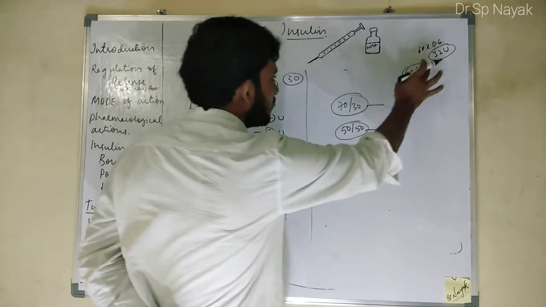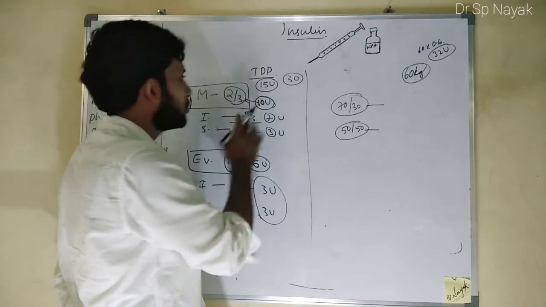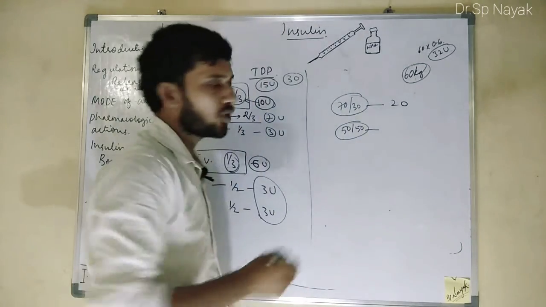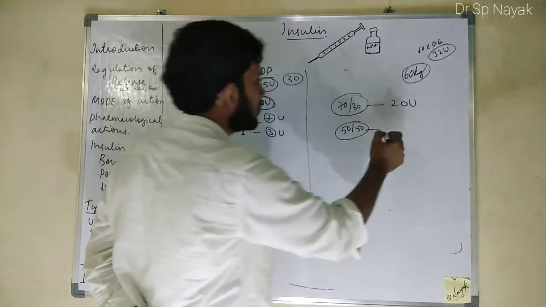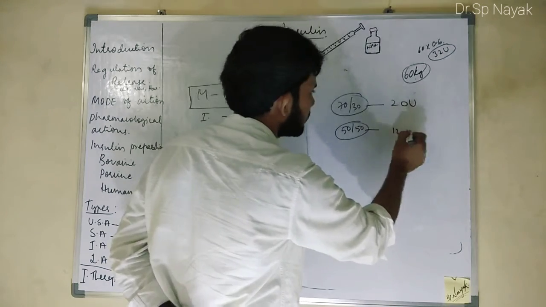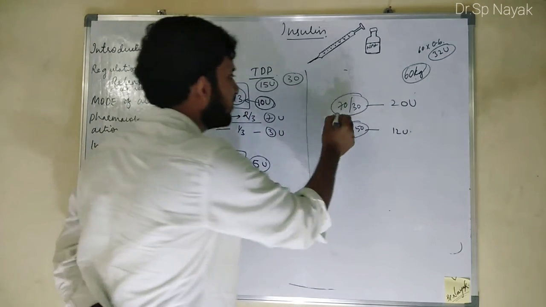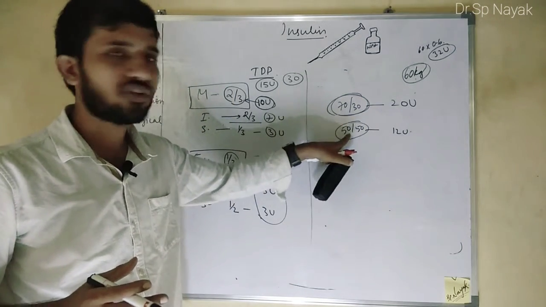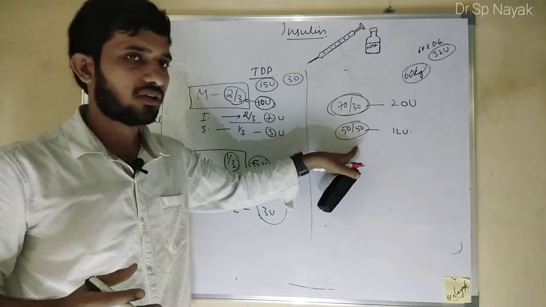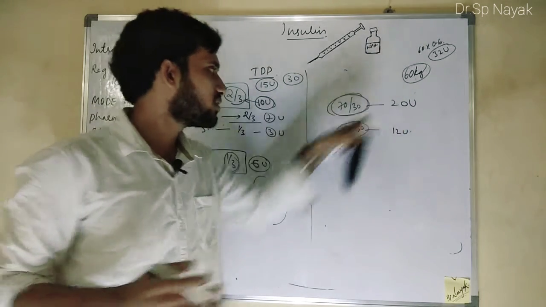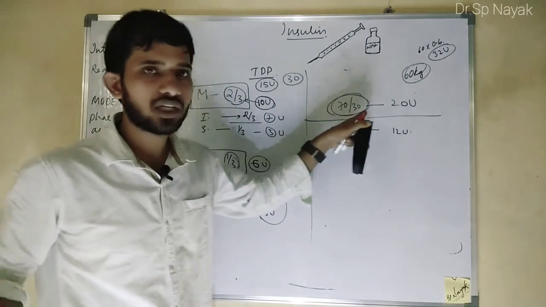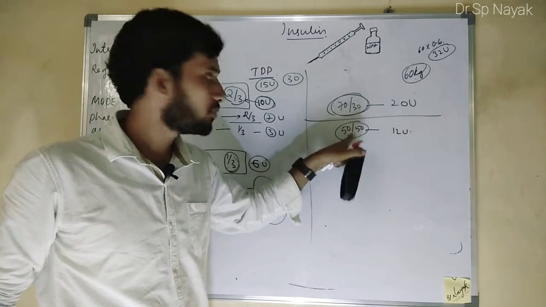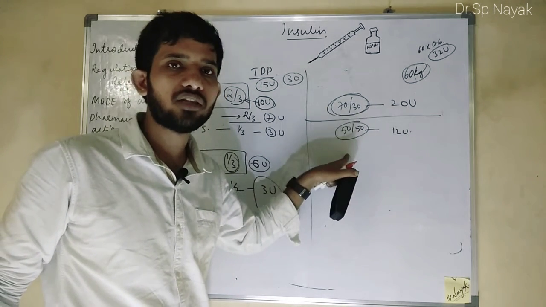And his morning dose will be 2/3, that means around 20 units, and his evening dose will be around 10 or 12 units. So 70/30 type of insulin should be given in the morning, and 50/50 should be given in the evening dose. So 20 units should be given of 70/30 mixed insulin, and 50/50 premixed insulin should be given 12 units, and this should be given at night.